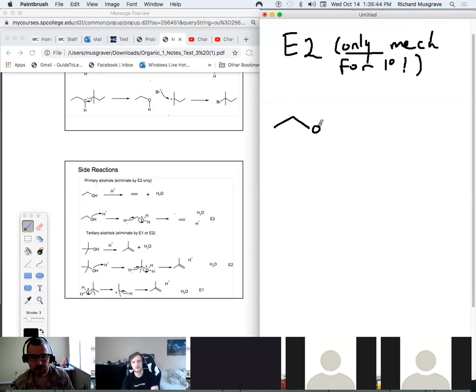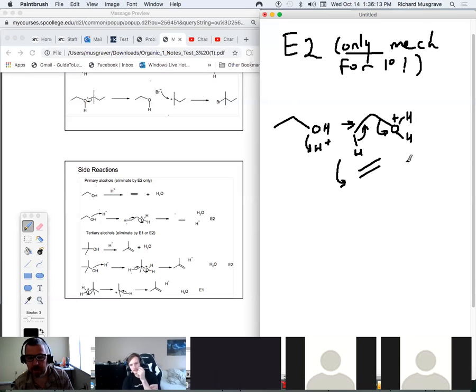So just going through and showing you. We're in an acidic solution, so the OH takes the H plus. We saw this mechanism earlier. And then in a one-step process, we end up getting the double bond, water, and H plus formed. Okay, it's one step though, and that's important here.